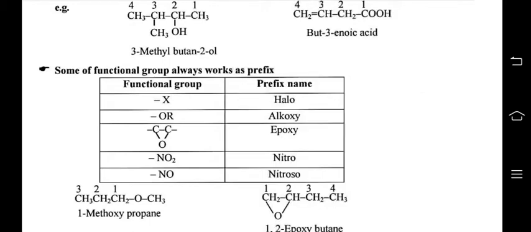Some of the functional groups always work as the prefix. We know that if these functional groups are present in the molecule, at that time these are always given in the position of the prefix. Halogen compounds, it may be chlorine, bromine, iodine, always work as halo compounds. Next is the OR, OR means the alkoxy groups. Alkoxy groups also always work as the prefix.